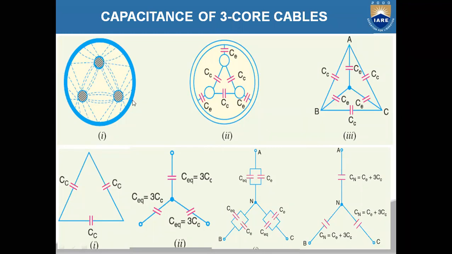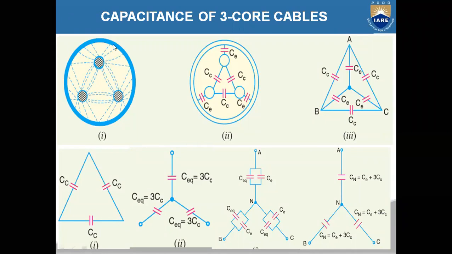Now let us take one 3-core belted cable. In this cable you have 3 cores. When you supply the power through these 3 cores, because of the voltage difference between any 2 cores, you will have electrostatic forces. In a similar manner, between the conductor and earth also, you have a potential difference. Because of that potential difference, there exists electrostatic force or electrostatic flux. These electrostatic forces between 2 conductors, and between conductor and earth, will be represented with capacitance.